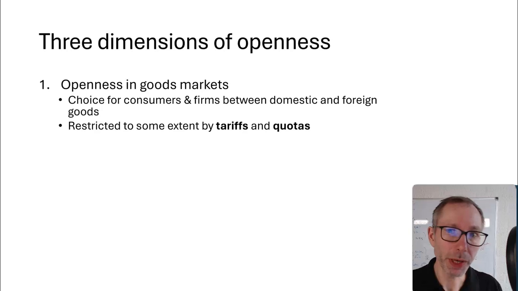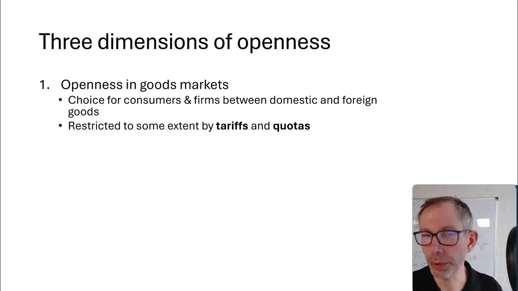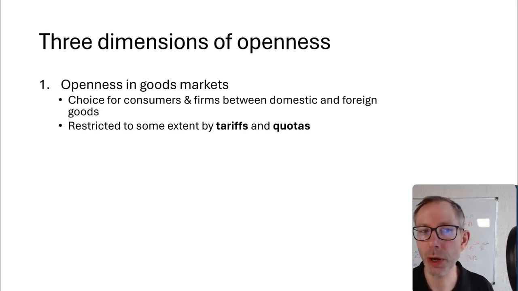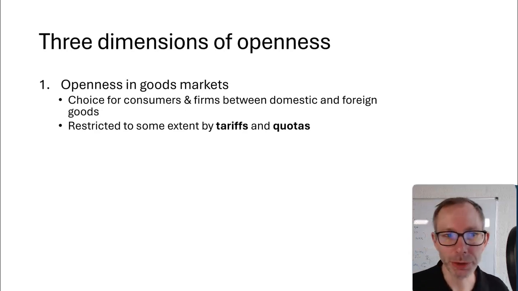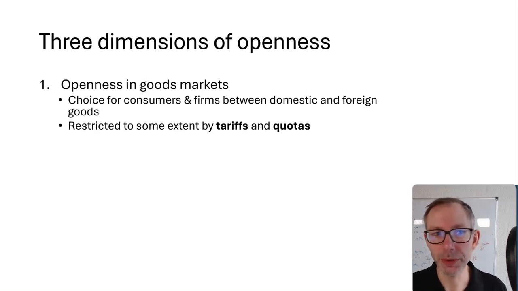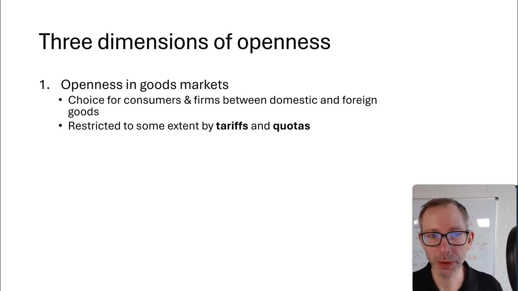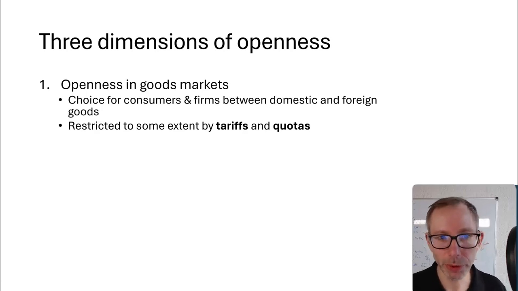Now, what different types of openness are there? There's not only one way in which economies are open, there are actually three dimensions to it. There's openness in goods markets. That is about the choice of consumers and firms between domestic and foreign goods, so it's related to imports and exports. And that is something also in terms of economic policy and whether there are restrictions on that.